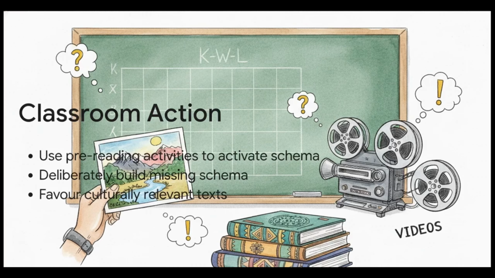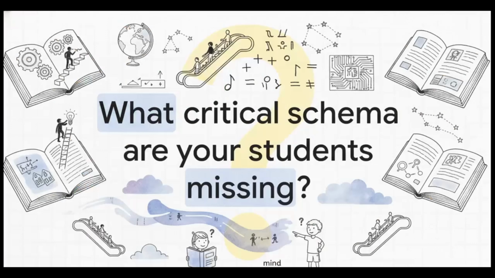Furthermore, to make learning truly efficient and engaging, educators should always favor culturally relevant texts that connect directly to a student's own lived experiences. Which leaves us with this final provocative thought. If true reading comprehension is really nothing more than ink on a page meeting prior knowledge in the mind, what critical schema are your students missing before they even open the book?